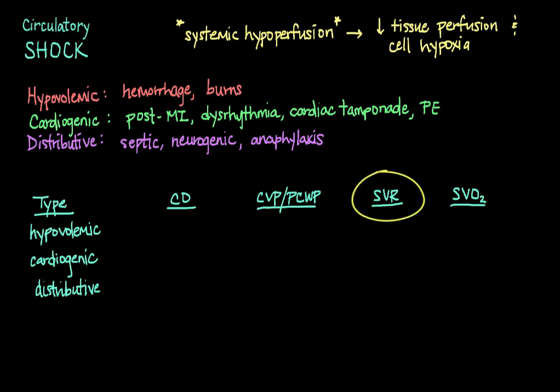Now, the systemic vascular resistance is the resistance that must be overcome to push blood through the circulatory system. And this is related to the diameter of the actual blood vessels.